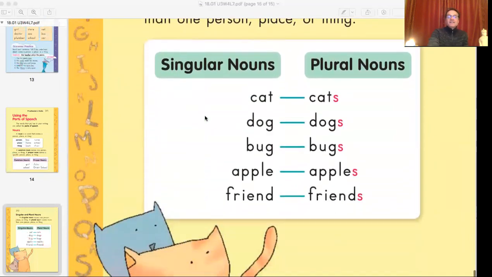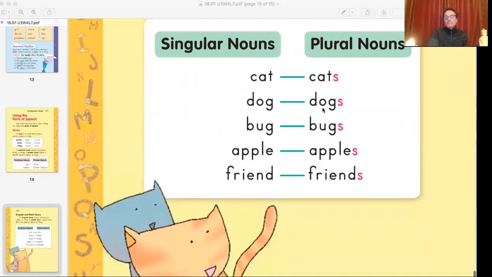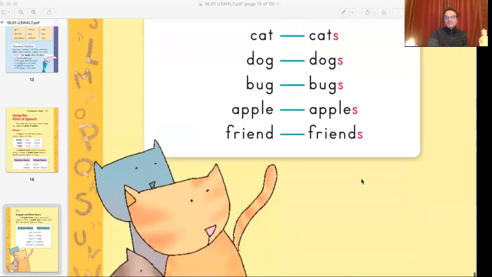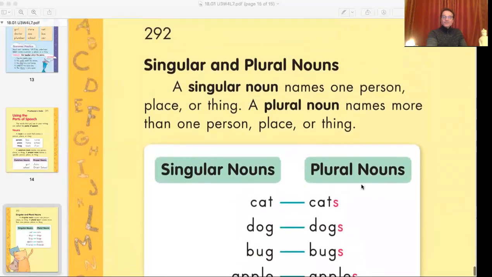So let's take a look at these. Singular noun, cat. Plural noun, cats. I'm going to say the singular noun and you say the plural. Dog. Yes, dogs. Bug. Yes, bugs. Apple. Yes, apples. Friend. Yes, friends. So that's how you can take a single noun and turn it into a plural noun by adding an S to the end. Isn't that true?